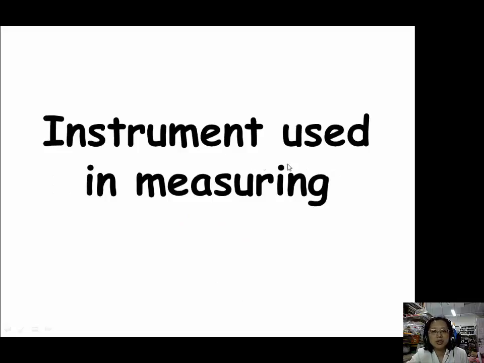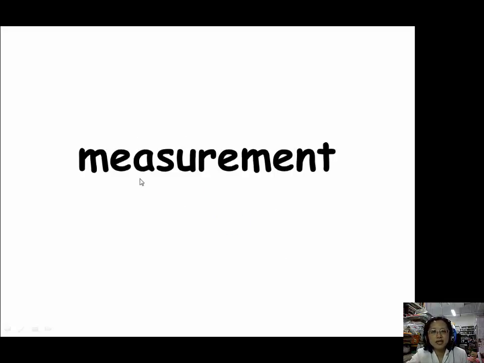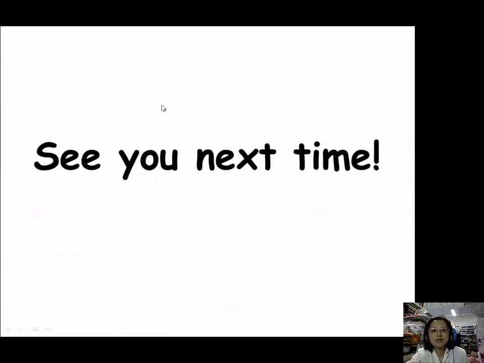As of the instrument used in measuring, we could use this suffix meter, M-E-T-E-R. For measurement, the action of measurement, we could use this suffix metry, M-E-T-R-Y. For spectrum or image, we could use this prefix spectro, S-P-E-C-T-R-O. Now we finished lesson 22. We will also give you the quiz for this lesson. Next time when we come back, we will start with lesson 23.